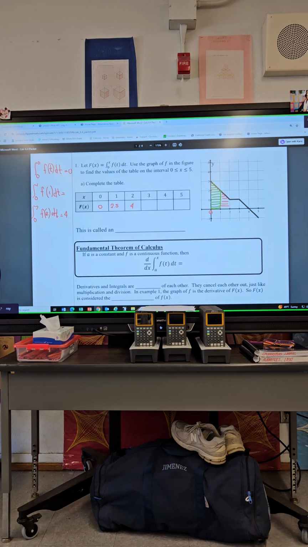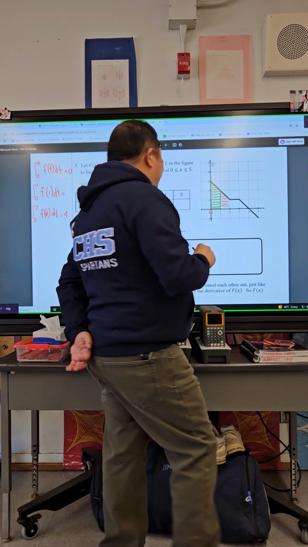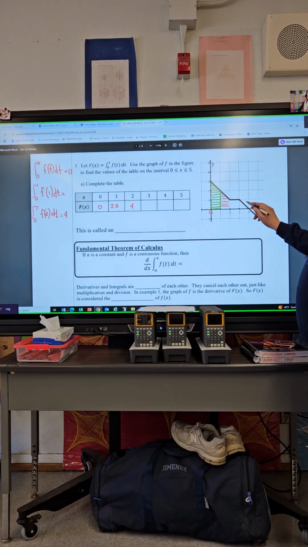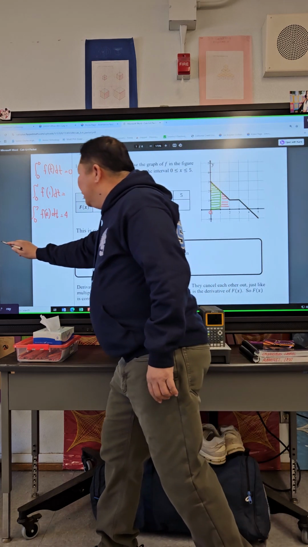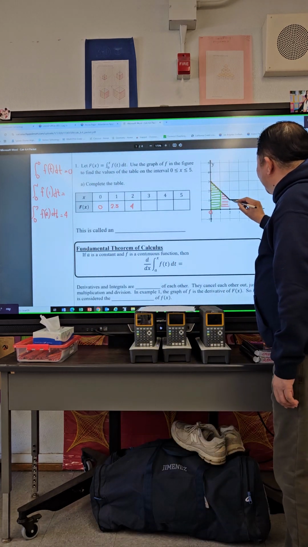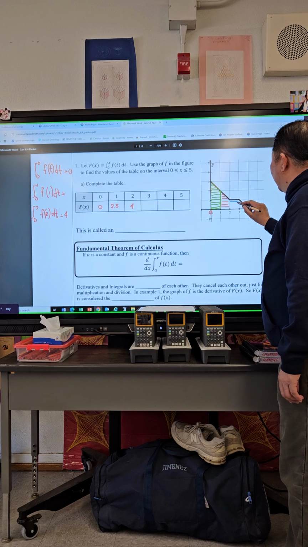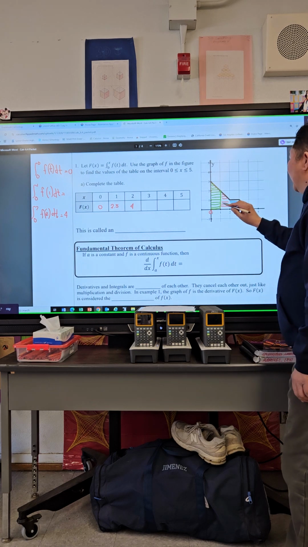The interval from 0 to 3. It's gonna be 5. You're gonna include this again, the square. Okay, another square. So the accumulation now of the area from 0 to 3.